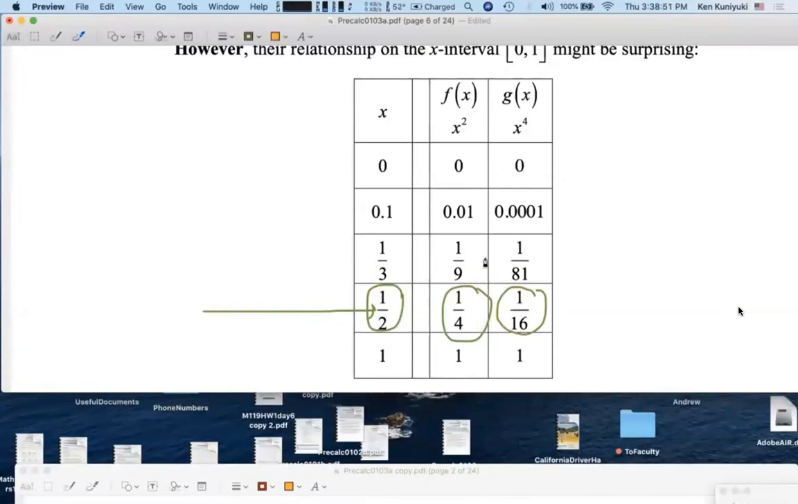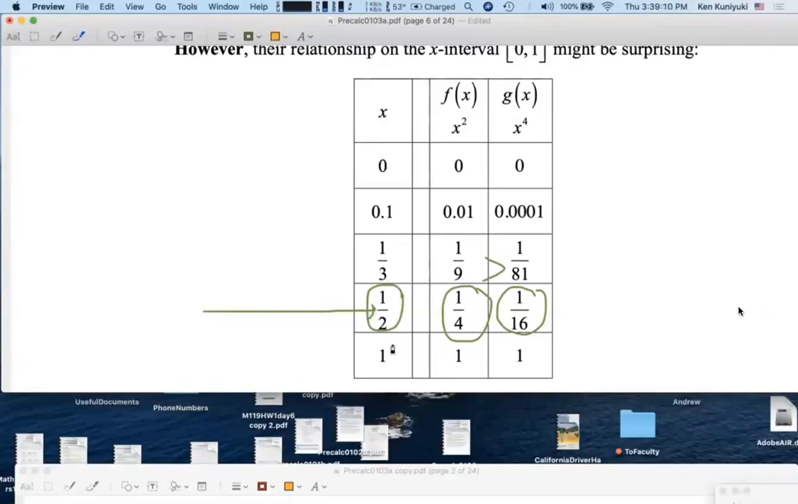I'm sorry, I have it going this way. The 4th power is less than the 2nd power. I wanted to say that the square of 1/2 is actually greater than the 4th power of 1/2, which might surprise you. The square beats the 4th power.